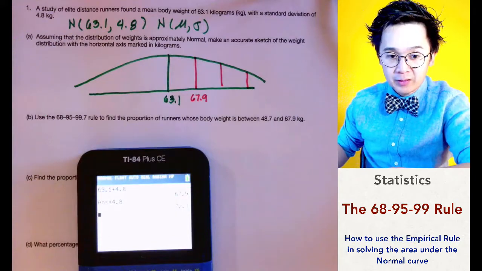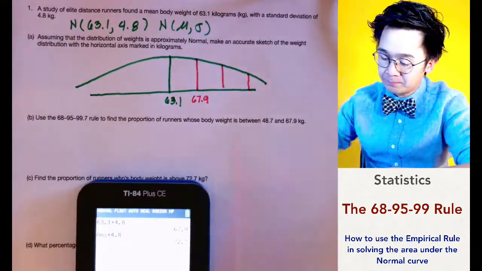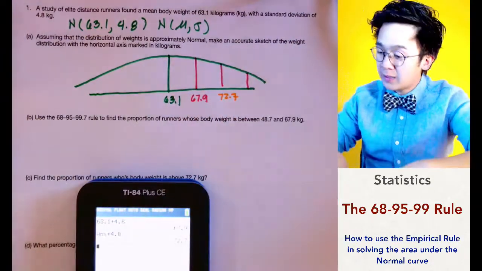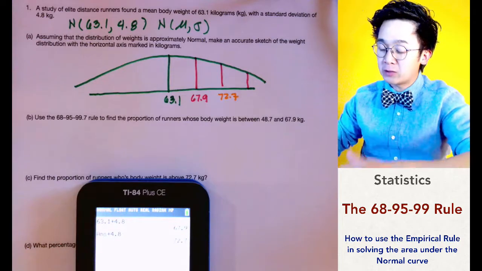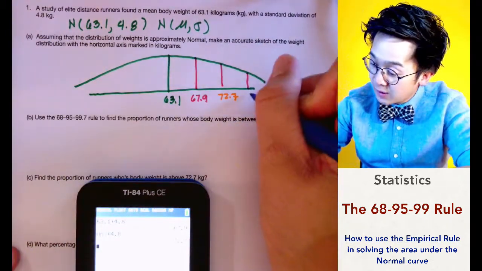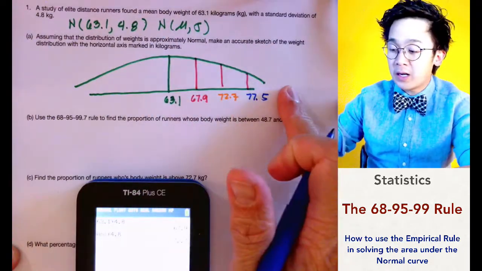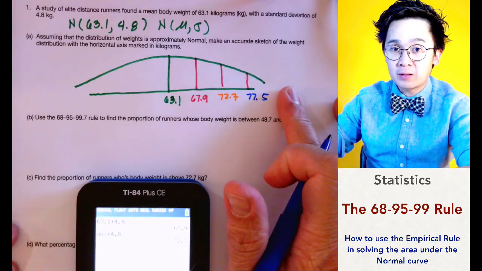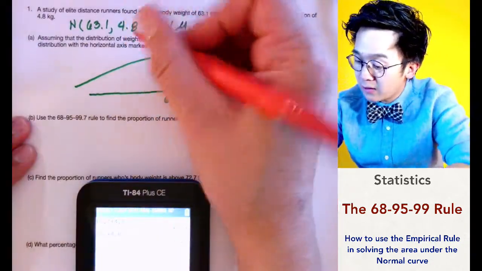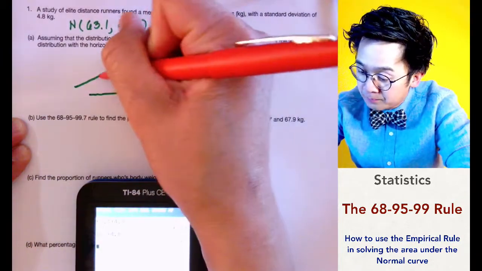So meron naman tayo ngayong 72.7. So we have 72.7 at dun sa third distribution natin, mag-add ulit tayo ng 4.8 at yun ay mag-i-equal sa 77.5. So yan yung ating unang distribution to the right of the curve. Now kailangan naman natin yung to the left of the curve. So meron din tayong 3 standard deviation to the left of the curve.